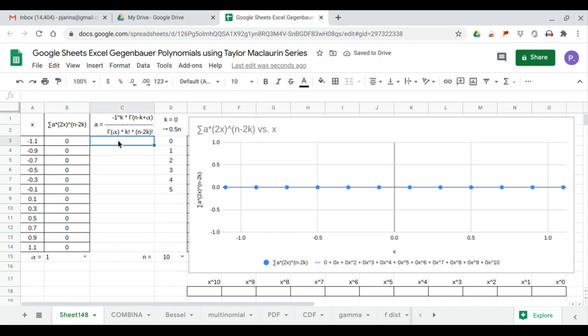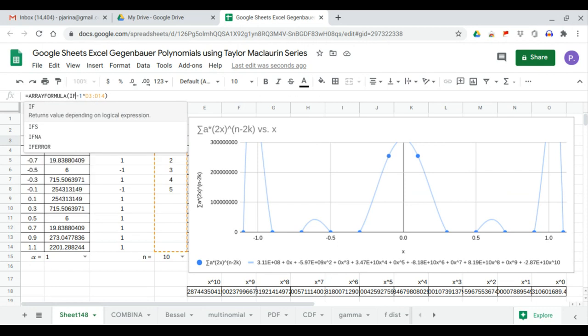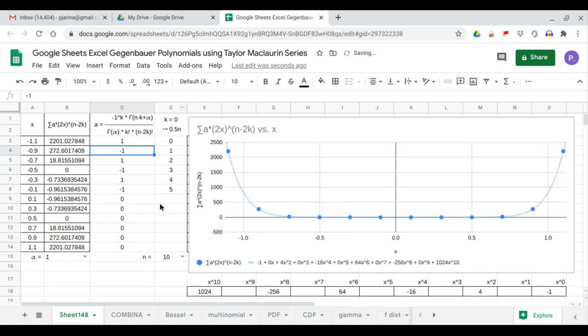Now we complete the coefficients, which is array formula minus 1 to the power k. So if this is 0, empty, this should be 0. So we correct this. So if k is empty, then 0. Otherwise, calculate. So we have corrected. Empty, then it's 0. Now we continue.